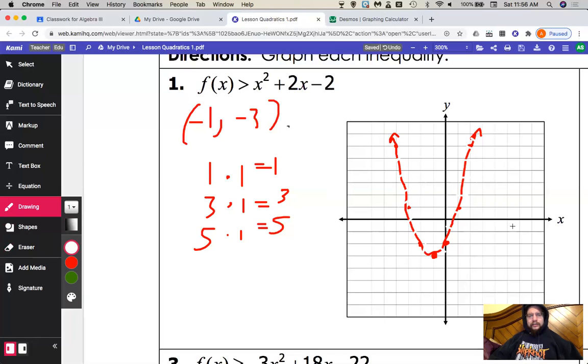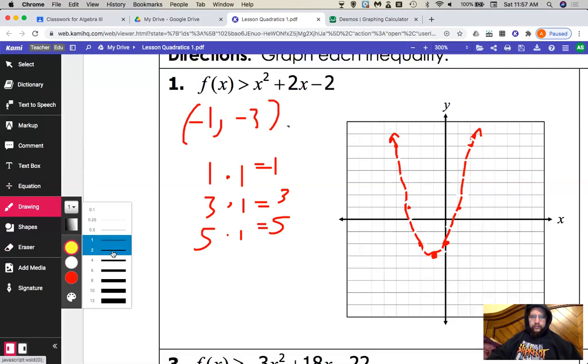Now we need to test where to shade. So we're either gonna shade inside the parabola or outside of the parabola. So I'm gonna test 0, 0, it's my favorite. 0, is that greater than negative 2? Yes, it is. So I plugged in 0, 0, just like we did before with inequalities. I tested this point right here. 0 on the left, negative 2 on the right if I plug in 0. It works. That's what we're going to shade.